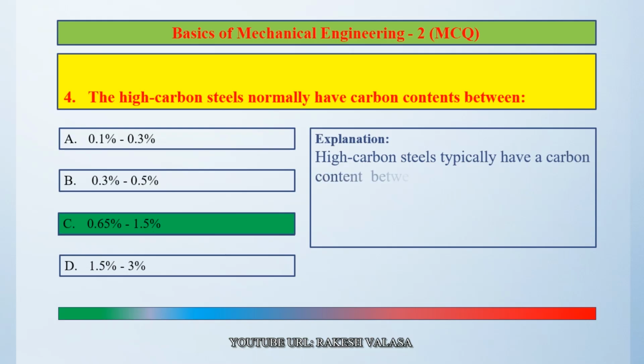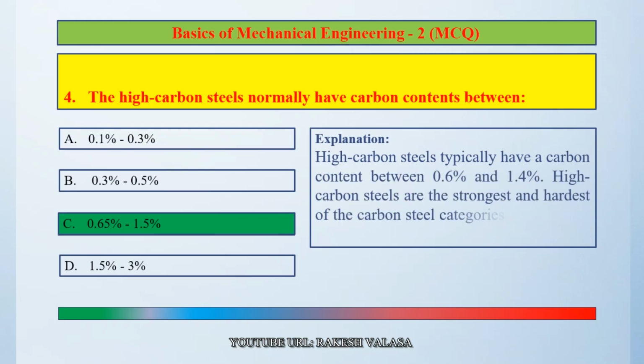High carbon steels typically have a carbon content between 0.6 to 1.5%. High carbon steels are the strongest and hardest of the carbon steel categories, but they are also the least ductile. So the correct answer is option C 0.65 to 1.5%.